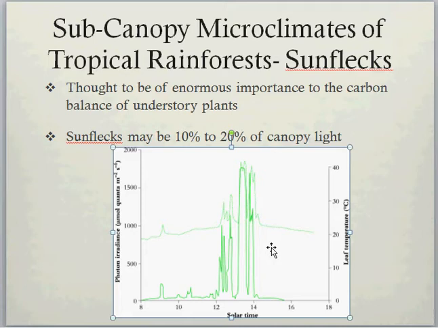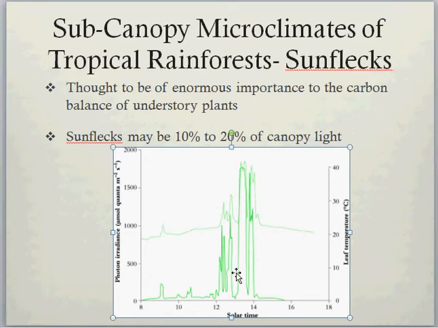But the main problem with sunflecks is that, as I said before, they move. So not only are they moving during the day, as you can see here, okay, but they're also moving during the time of year. So this point on the forest floor, which receives 2 large sunflecks during the course of the day, that's only at this particular time of year. And at another time of year, this pattern would be completely different.